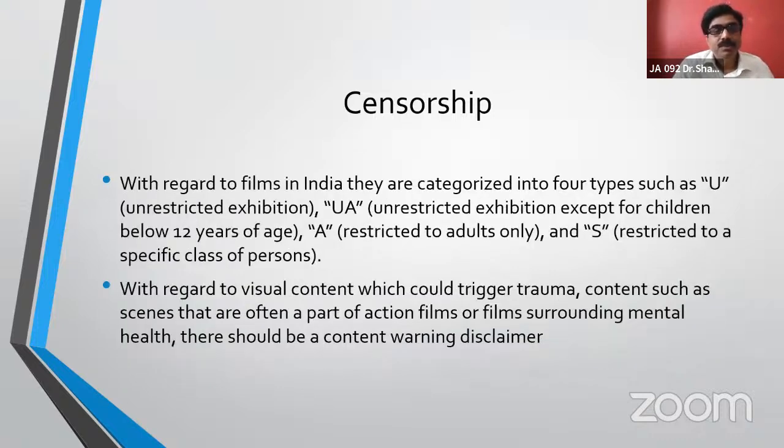Next, the censorship of films in India. There are four categories under the Censorship Act, and the CBFC issues the certificates. U is unrestricted exhibition, so there is no restriction on the exhibition of films, videos, and documentaries. UA is unrestricted exhibition except for children below the age of 12 years. Another is A, restricted to adults only.